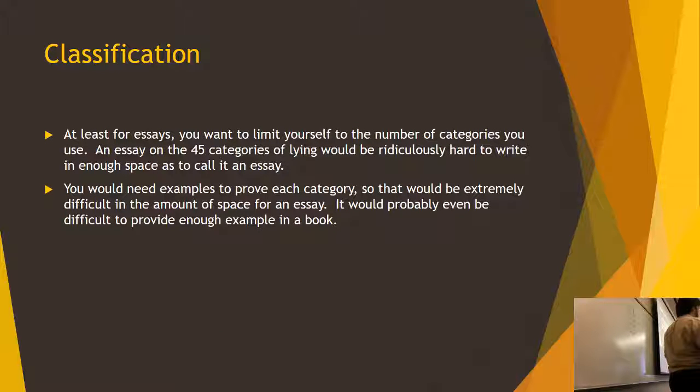Now you want to limit your number of categories. You don't want to try to go with too many categories. Like on essay 3, you may not want to do the 18 categories of effects that could happen if we lose gasoline. You may want to think about how you could put those into bigger, broader categories so I'm not having to do quite so many. Like if you try to do an essay on the 45 categories of lying, it'd be way too hard.